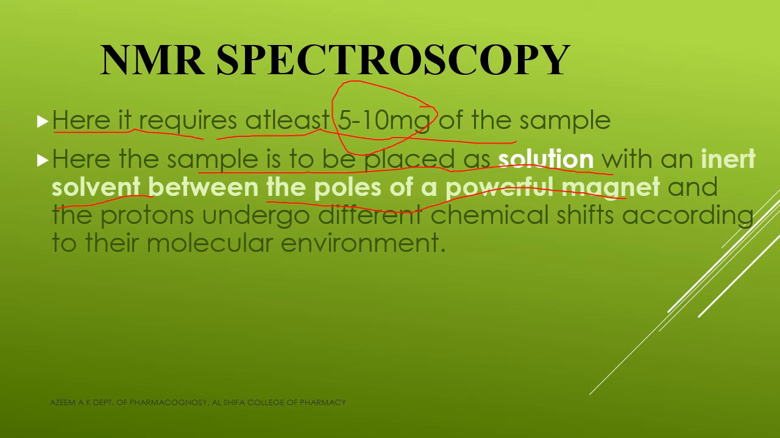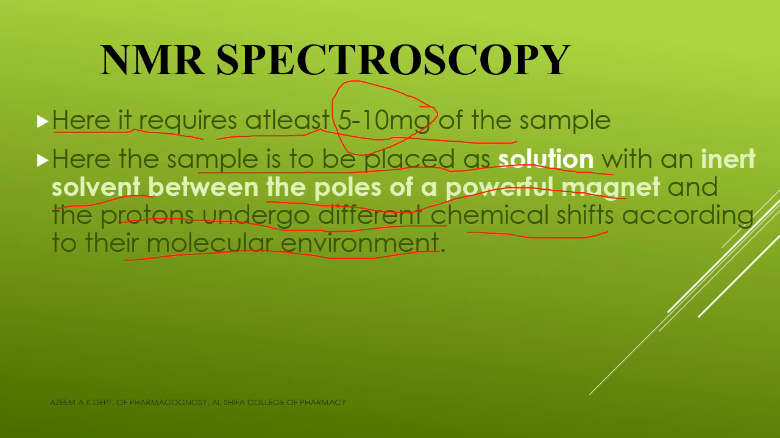So here the sample should be placed as solution with an inert solvent between the poles of a powerful magnet. After placing this, the protons, that is hydrogens, will undergo different chemical shifts according to their molecular environment. Based on the molecular environment, the hydrogen atoms will undergo different chemical shifts.